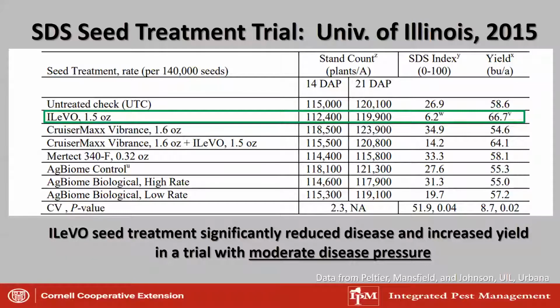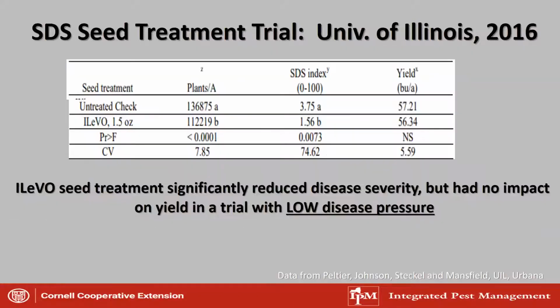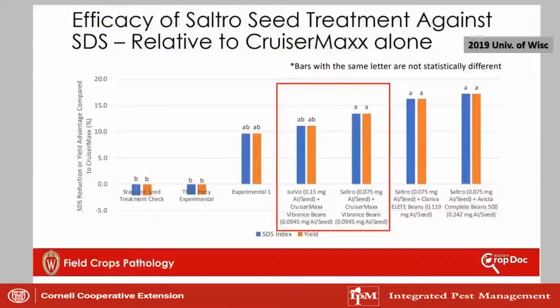And here is from University of Illinois, looking at sudden death syndrome. And this was with moderate disease pressure, and it did significantly reduce the disease and increase the yield because there was obvious moderate disease pressure. This one being another one from University of Illinois, and this one was low disease pressure, and it did reduce the disease but didn't impact any yield, so probably no return on investment there.